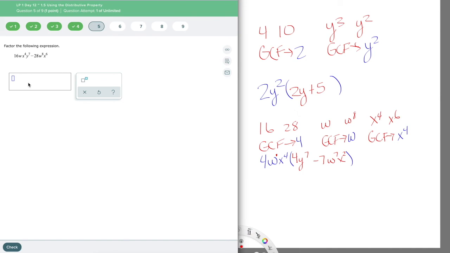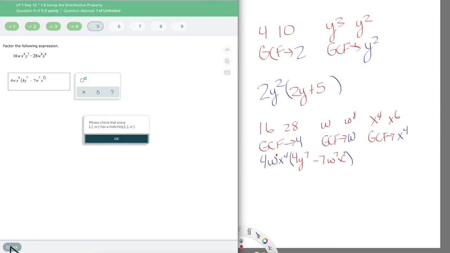Let's see. 4wx to the 4th power and 4y to the 7th power. I was almost going to type that funny. Minus 7w to the 7th x squared. The longest thing is just typing this in the right way, making sure I'm not messing up these variables and these exponents. All right, I hope I didn't miss anything there. Please check. Oops, see, I left the parenthesis up there. They didn't like that. There we go. Check. All right.